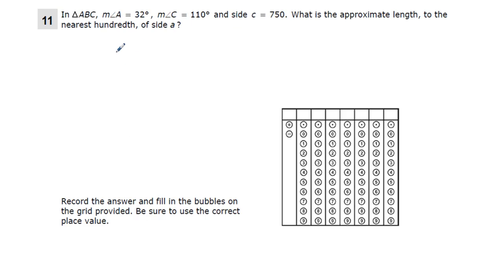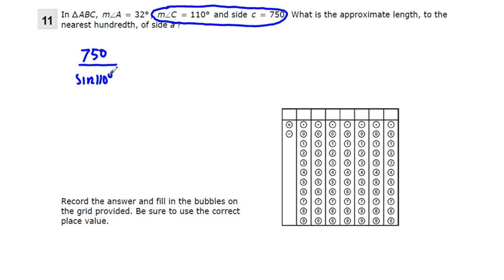a free response problem. In triangle ABC, measure of angle A equals 32 degrees. Measure of angle C equals 110 degrees, and side c equals 750. So we should see that we have a known side opposite a known angle. And so that's going to be a law of sines application. So I can put 750 over sine of 110 degrees, and that's going to be equal to a, which we do not know, over sine of 32 degrees.